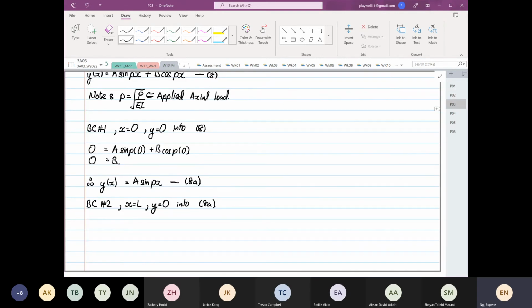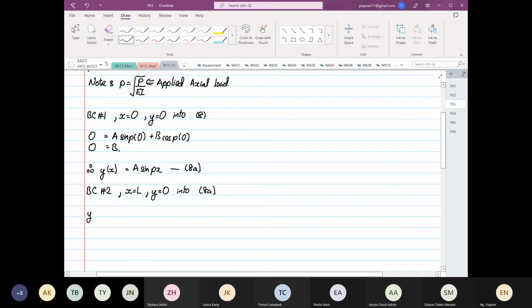So from here, we know that when x is equal to L, y is equal to A sine pL, and we know that this is equal to zero. So you're telling me, Eugene, A can be equal to zero. Yeah, but I want you to look more specifically at the conditions.